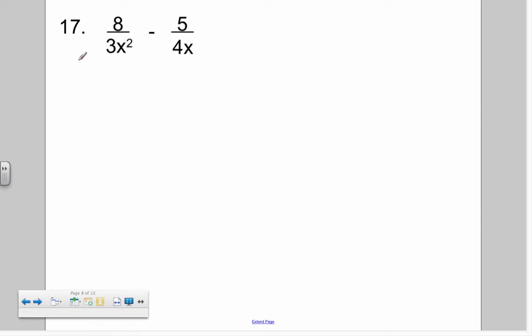So for number 17, I have 8 over 3x squared minus 5 over 4x. So I really need to take a look at what my common denominator would be. For each denominator, I'm going to look at the individual and unique factors. So 3 and 4 is what I'm going to start with, my numbers. And I think about the least common multiple between 3 and 4, which happens to be 12. So 12 is for sure a part of my common denominator.